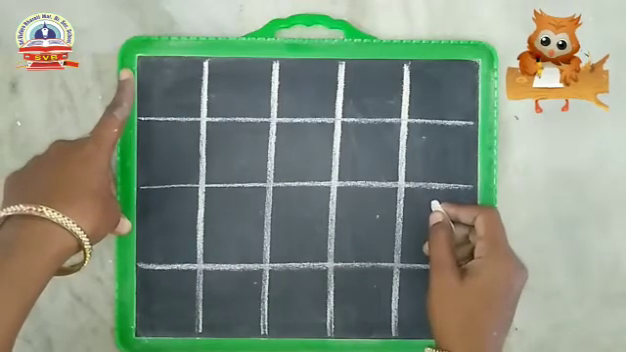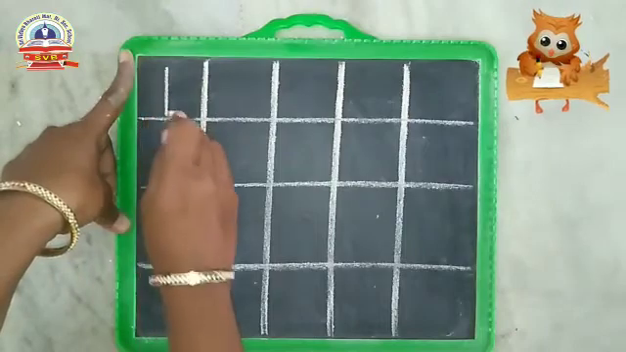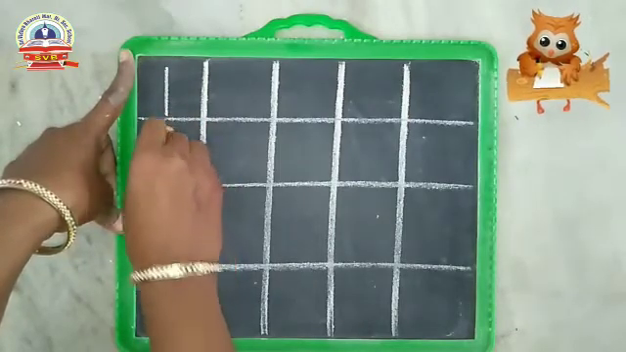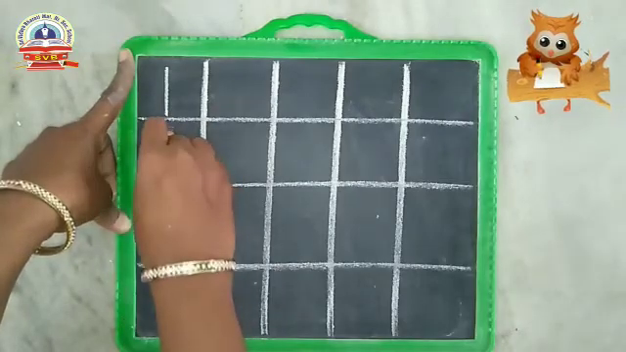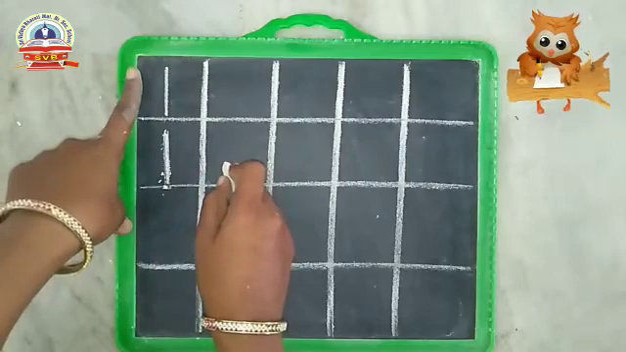Now let us write 1. See here, standing line from top to bottom. This is number 1. Write again. Standing line from top to bottom. This is number 1. Next comes 2.